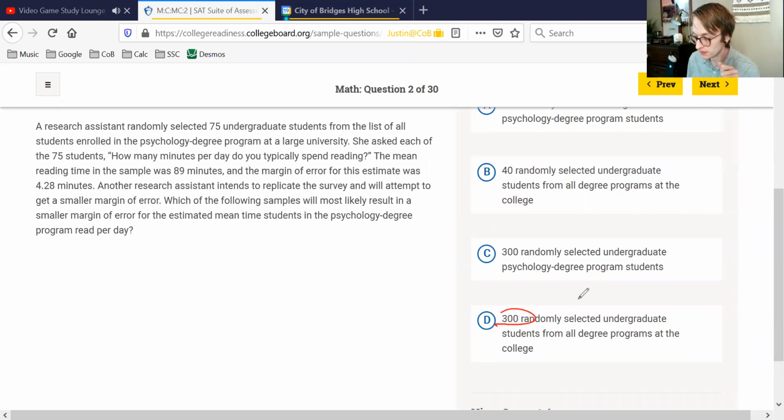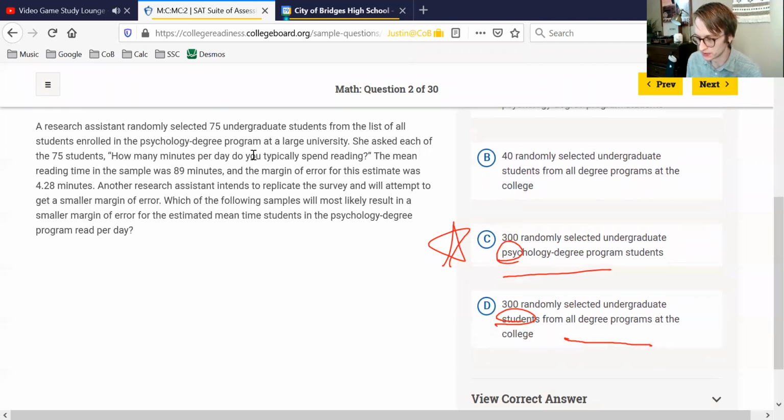And then the final one is 300 randomly selected undergraduate students. So C is our top candidate right now. So 300's right, same amount, and then we're going all degree programs instead of just psych degree programs. So it's the same amount, but from a wider group of backgrounds. We're asking the business majors, the biology majors, all of these students, how much time do you spend per day reading? And so what that's going to give us is a greater margin of error than what C would. It's arguable whether that would give us a greater margin of error from the initial 75 students.